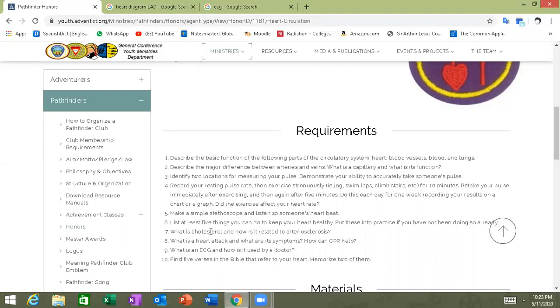Next, what is cholesterol and how is it related to arteriosclerosis? Right. So cholesterol is a type of lipid, right? And lipid is a fat. How is it related to arteriosclerosis? Okay, right. So what happens is that sometimes, let's talk about somebody who has maybe a high stress job.